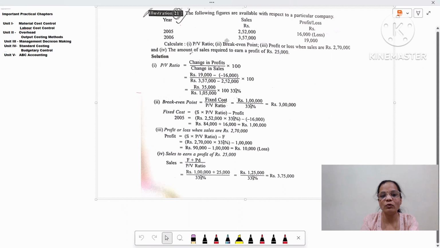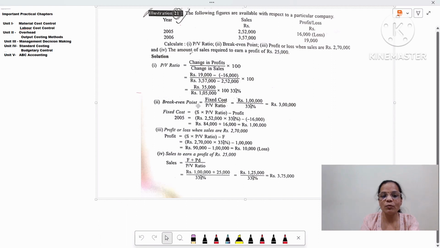Next point, you are required to find out break-even point. Break-even point means no profit, no loss situation. Break-even point is calculated as fixed cost divided by PV ratio. But in this question, fixed cost is not given. So first of all, you are required to find out fixed cost. Fixed cost will be calculated by sales into PV ratio minus profit. In this question, sales and profit are given for 2 different years. So you can utilize any year's data for finding break-even point.